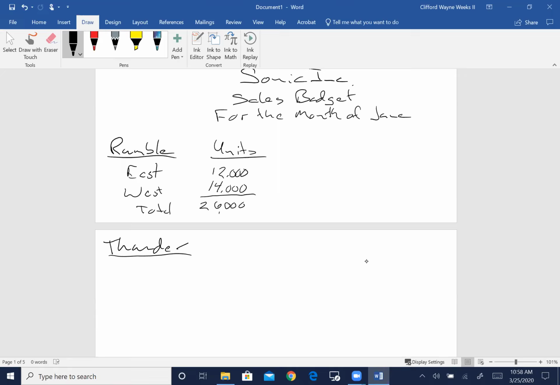All we need to do then is multiply that times the selling price. In this case, it's the same selling price, $160.